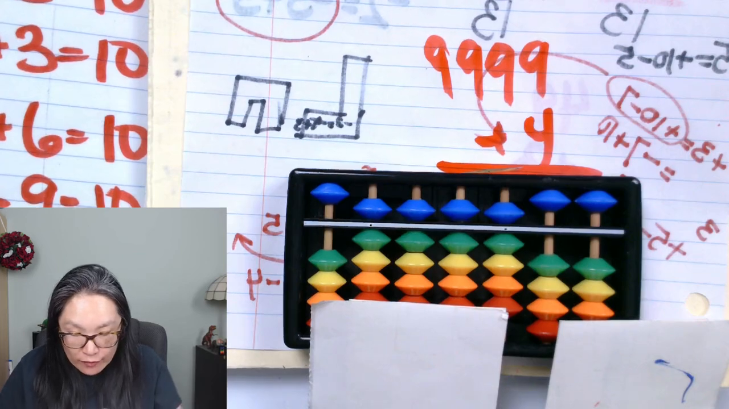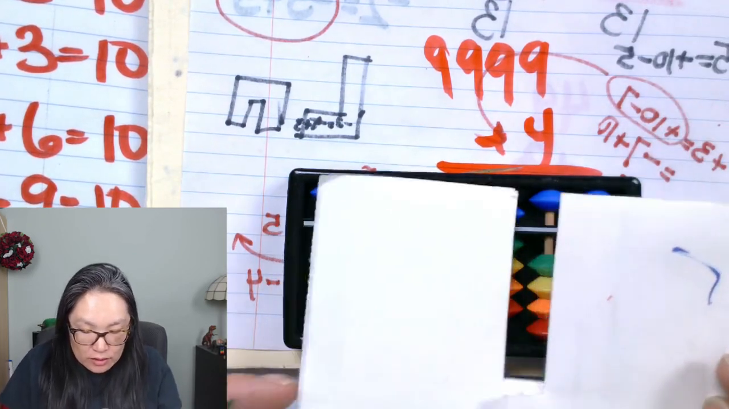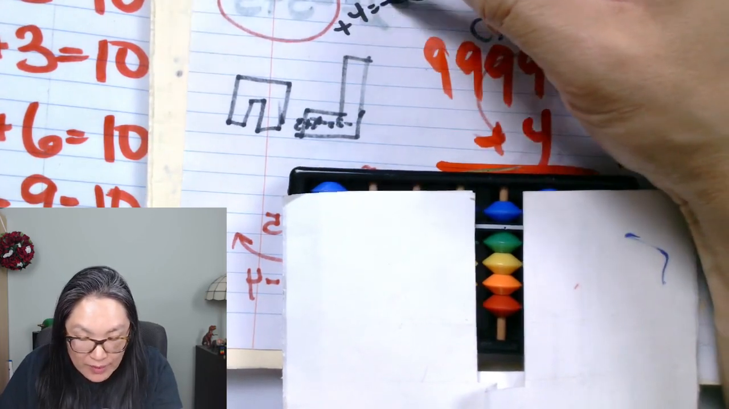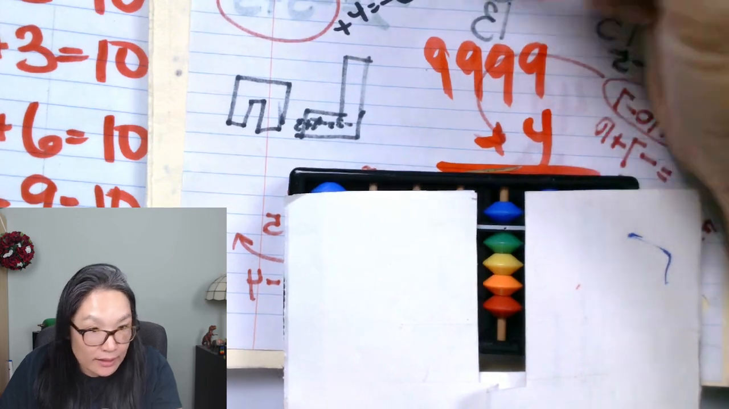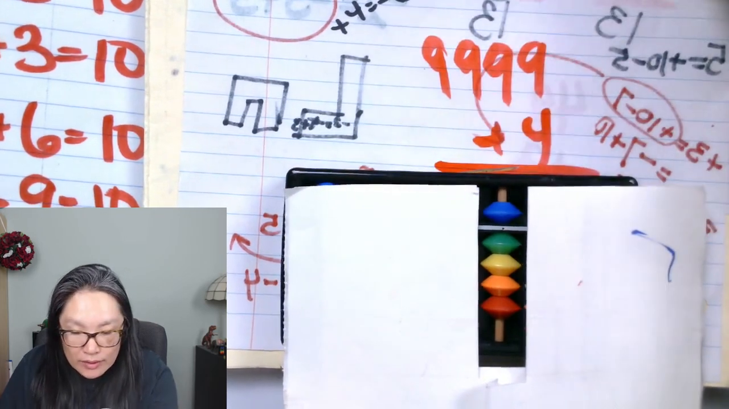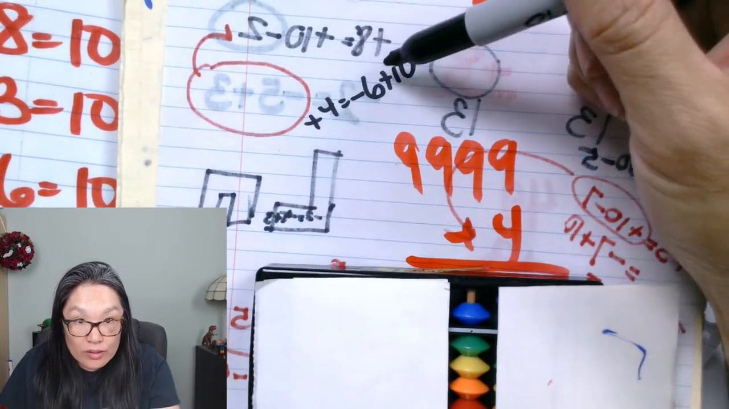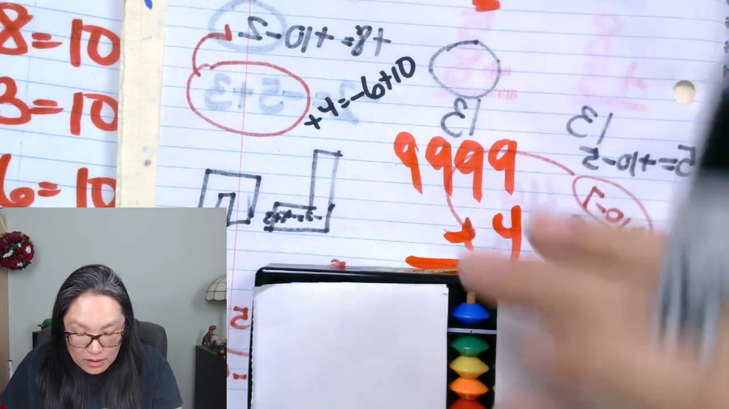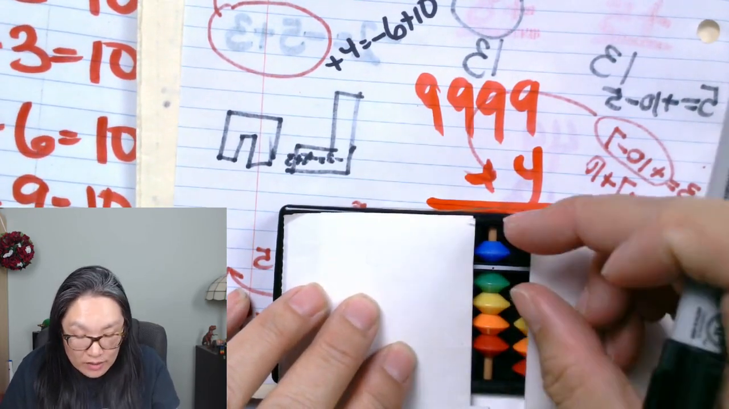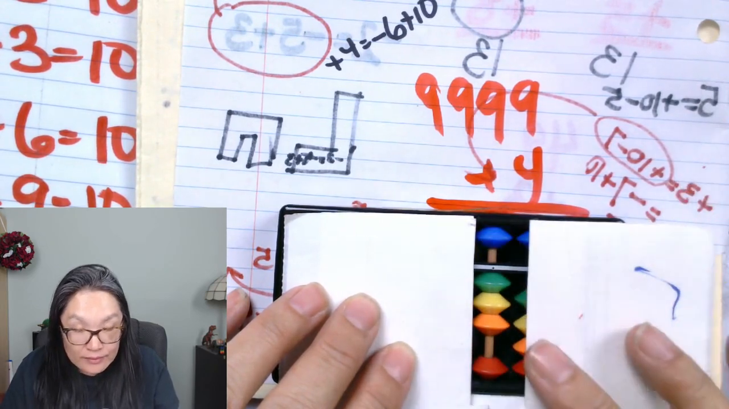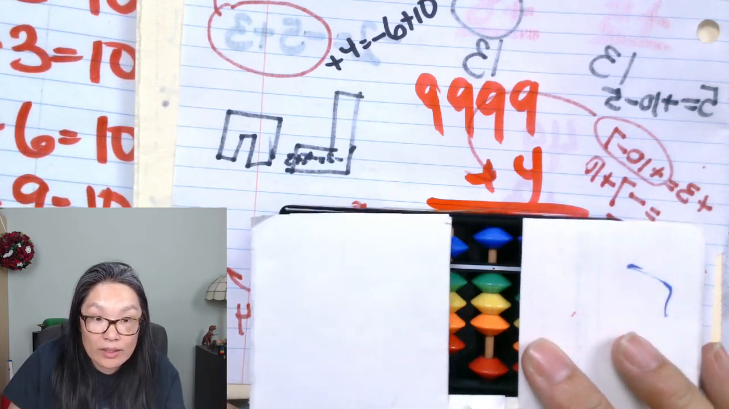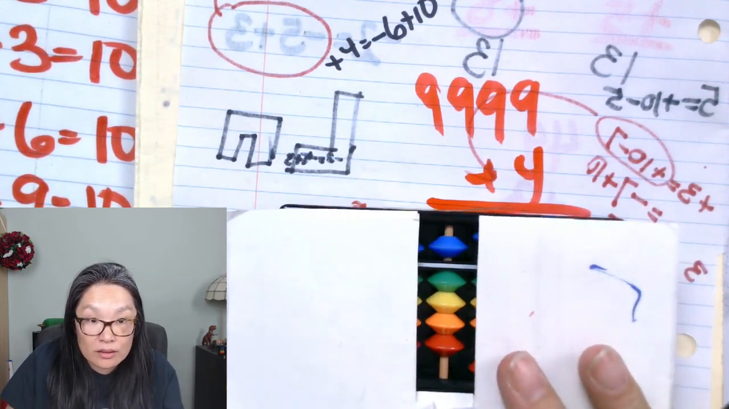What is our formula for adding the 4? Plus the 4 is equal to minus the 6 plus the 10. Exactly. So what are we going to do? We're going to minus the 6 plus the 10. So I'm going to minus the 6. And then what are we going to do? We're going to plus the 10. We're going to plus the 1. We're going to carry the 1.